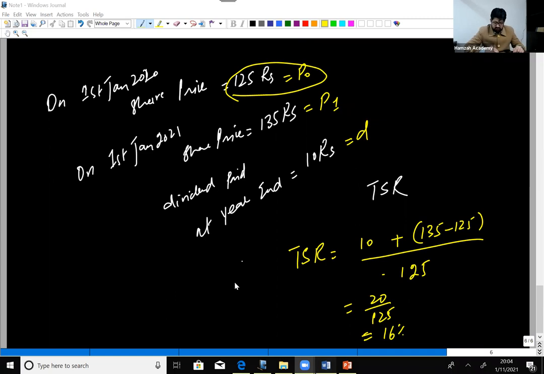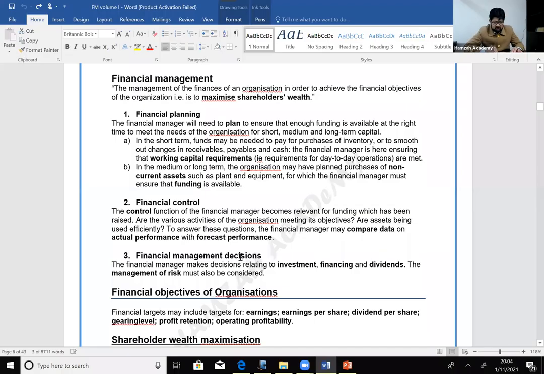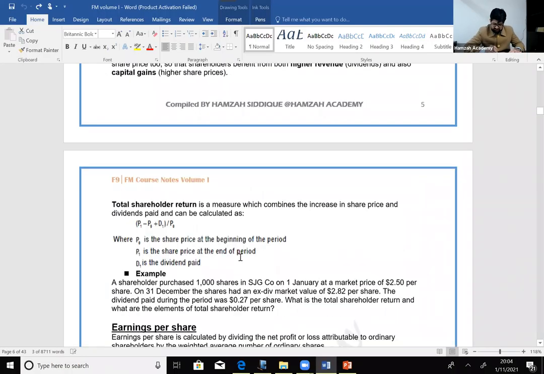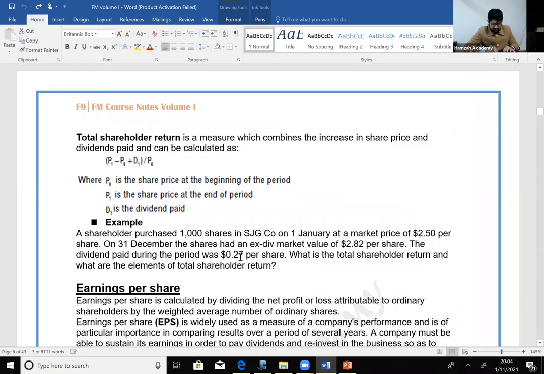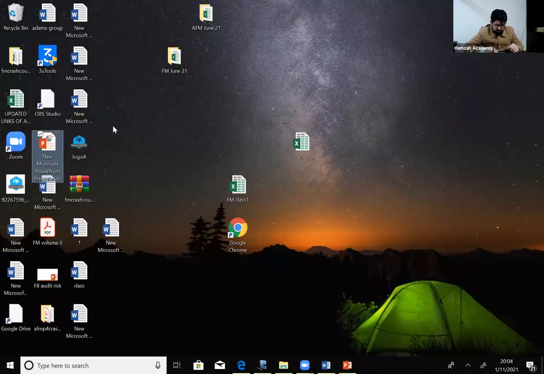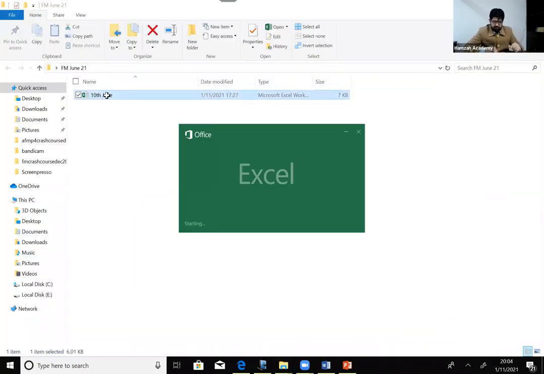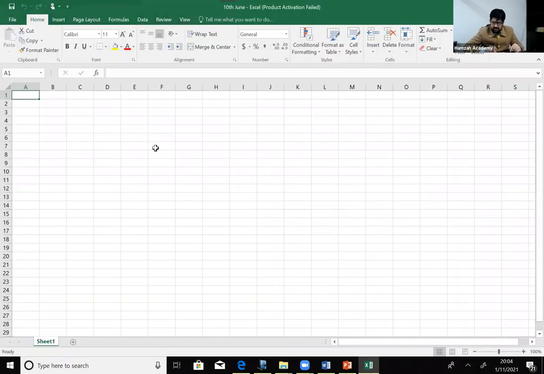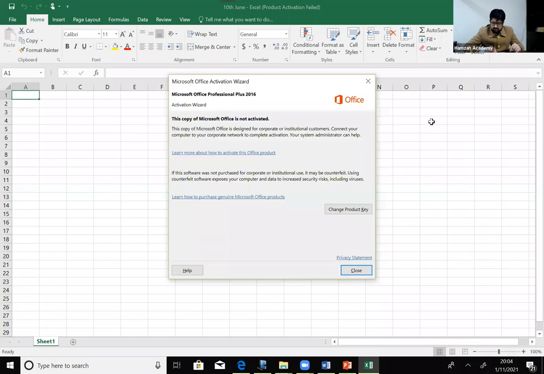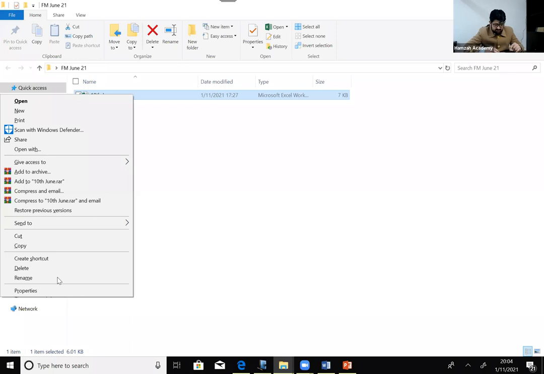So another example we will solve, but we will solve it in the Excel sheet. Because in the exam, we will be having an exam platform. Exam platform with us, we will be having. Just a minute, please. Better to practice on this as well.